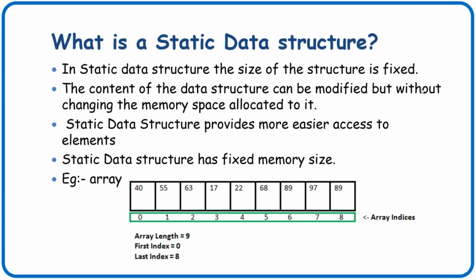First of all, let's have a look at what are static data structures. In static data structure, the size of the structure is fixed. The content of the data structure can be modified but without changing the memory space allocated to it. Static data structures provide easier access to elements. They have fixed memory size. Array is an example for a static data structure.